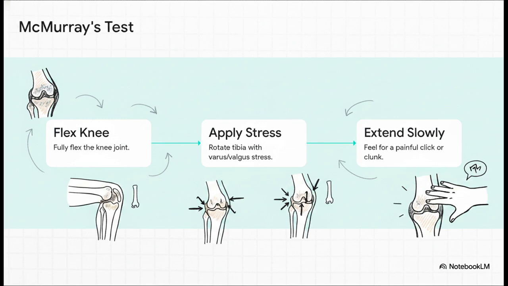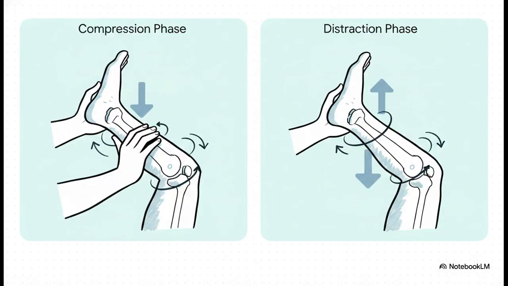You start by fully flexing the knee. To test the medial side, you externally rotate the foot and apply that valgus stress we talked about earlier. To test the lateral side, you internally rotate the foot and apply varus stress. While you're holding that awkward, twisted tension, you slowly straighten the leg. All the while, your fingers are clamped right on the joint line, waiting for a very palpable, painful click or clunk.